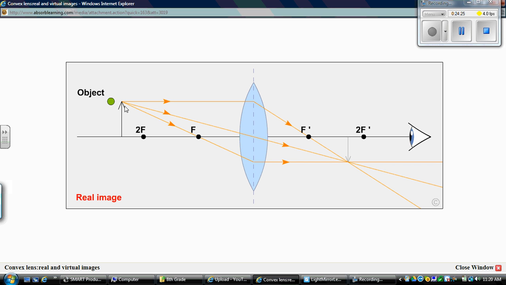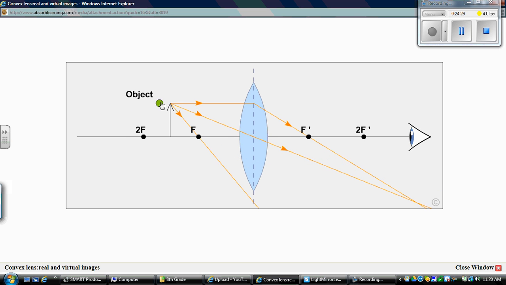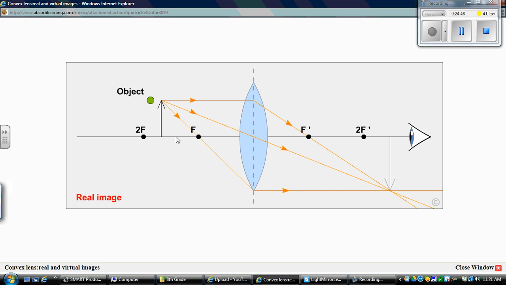So now let's move our object in between the center of curvature and the focal point. Draw an incoming ray parallel, reflecting ray through the focal point. Incoming ray through the focal point, outgoing ray parallel. For some reason this doesn't want to show the image. There we go, I moved it back. There goes the reflecting ray parallel. You've still got an inverted image, but now it's a larger image.